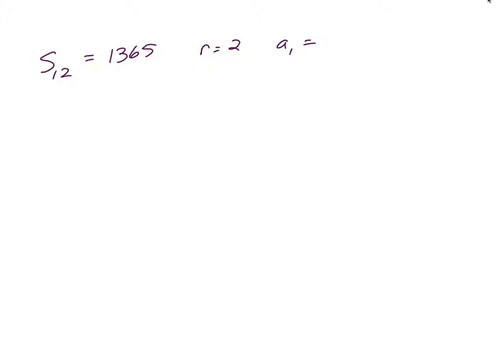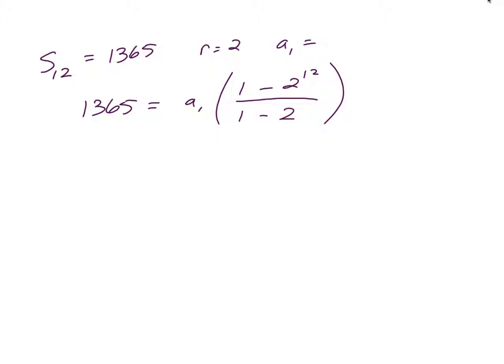So it's going to be 1365 equals a sub 1, which is what I'm looking for, times 1 minus r to the nth power. What's n in this case? 12, over 1 minus r. Did we already write those formulas down? Yes, we looked at the formulas on Friday.